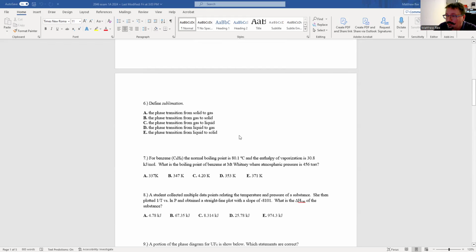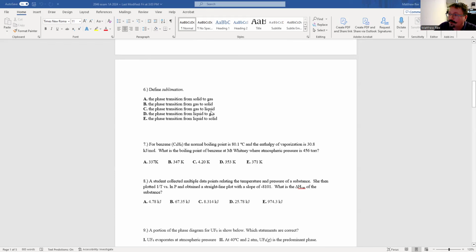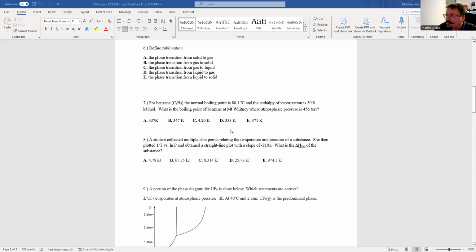Number 6, define sublimation. Sublimation is simply when we go from solid directly to gas. So that would be A. And then the opposite of that would be deposition, when we go directly from a gas to a solid. But for sublimation, A.